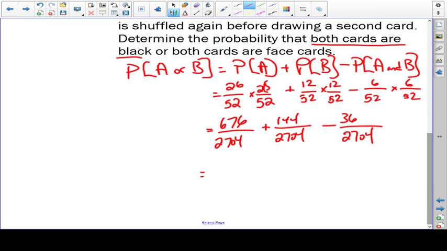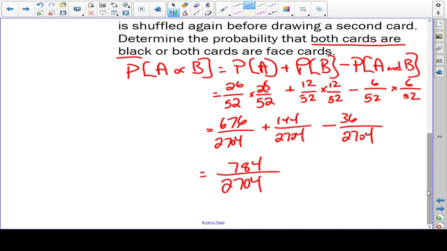So the reason why we kept the 52s everywhere was so that we can simply add and subtract on the top, because the denominators are all the same, and we know the bottom is going to be 2704. So really the answer here is going to be 784 over 2704. We add 676 with 144 and then subtract 36.